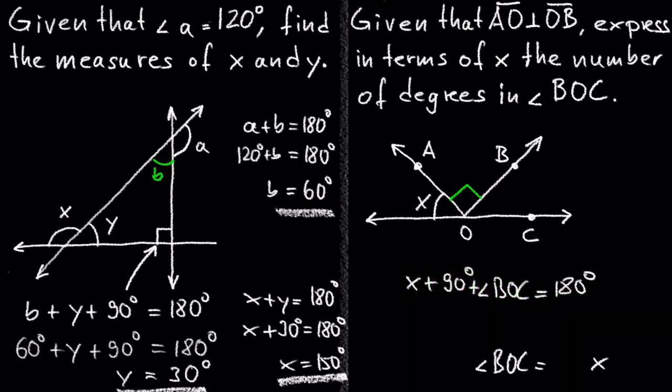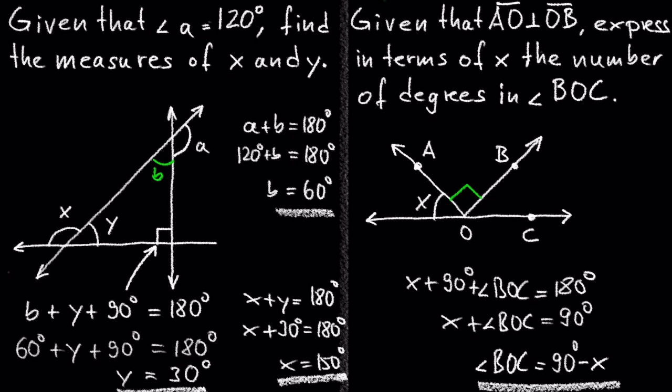Now, after subtracting 90 degrees from both sides, we get x plus angle BOC equals 90 degrees. Because 90 degrees minus 90 degrees cancel each other out, and 180 degrees minus 90 degrees is 90 degrees. And after subtracting x from both sides, we get angle BOC equals 90 degrees minus x. And that's what we wanted. Angle BOC equals something with x.